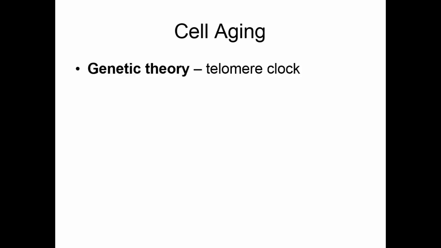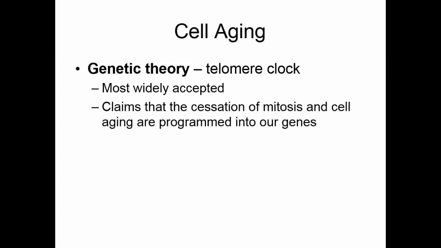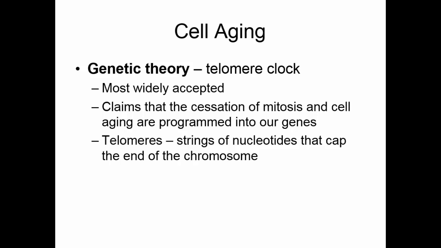However, the most popular and widely accepted theory is the genetic theory, the idea of the telomere clock. Whenever you replicate DNA, you have to have those enzymes sit down to start the replication process. Wherever those promoters sit, those 2 or 3 nucleotides don't get copied, which means every time you copy your DNA, the DNA molecule gets a little shorter. The cell aging theory using the genetic theory claims that the cessation of mitosis and cell aging are programmed into our genes. These strings of nucleotides at the ends of the DNA molecule are called telomeres, and they don't code for anything.